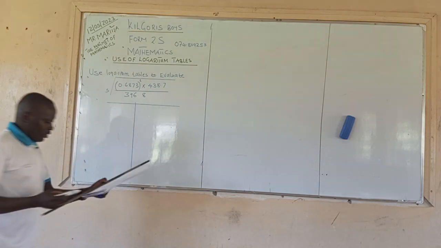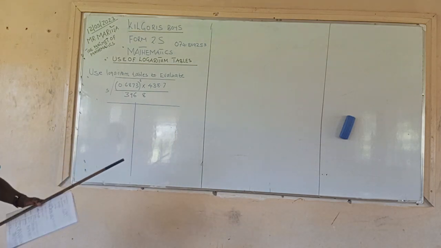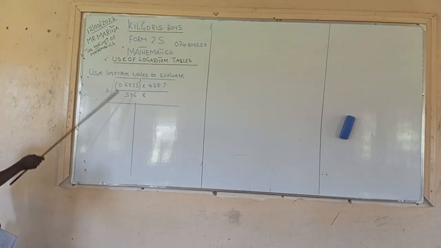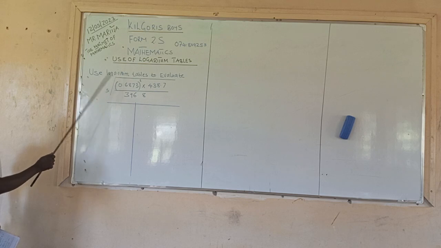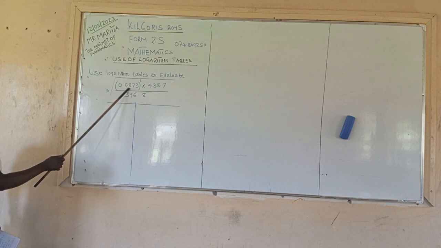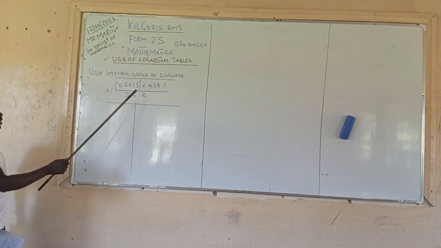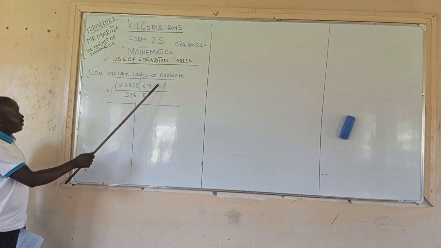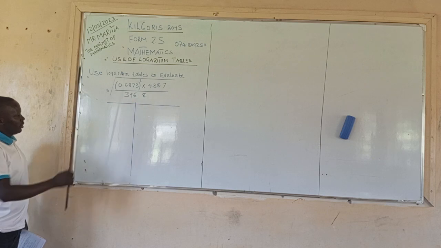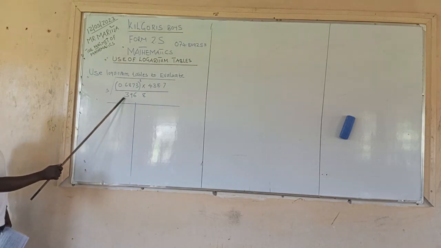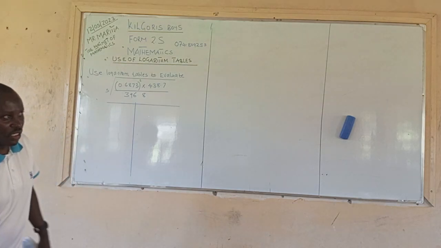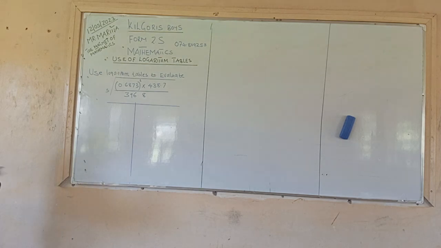So in today's lesson, we are looking at the use of the logarithm table. We have a question here: use logarithm tables to evaluate the fifth root of 0.6873 squared times 338 times 438.7, divided by 396.8. When you get such a question, we need to make use of the logarithm table.